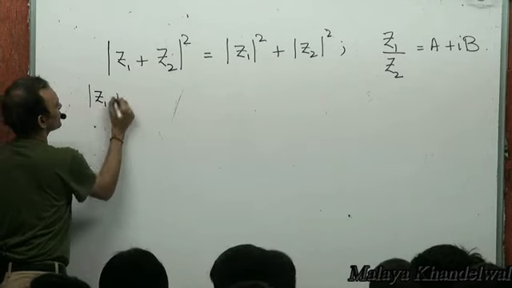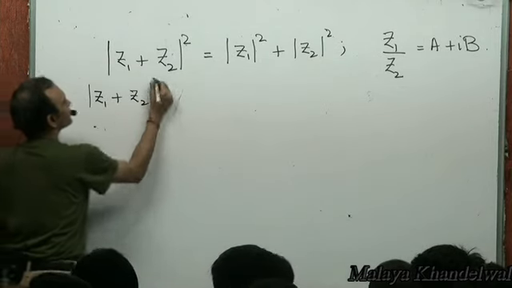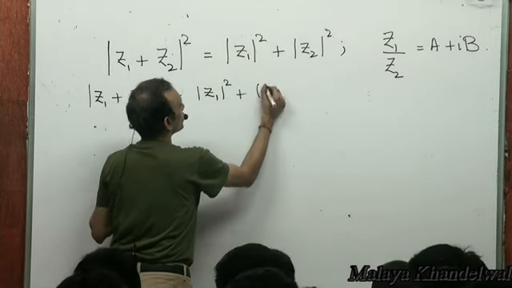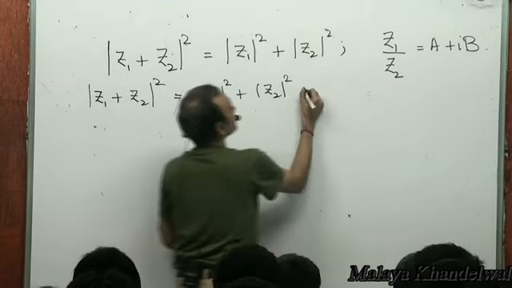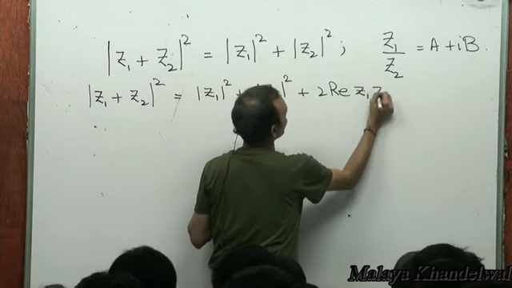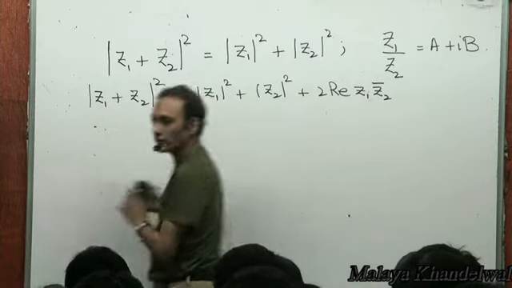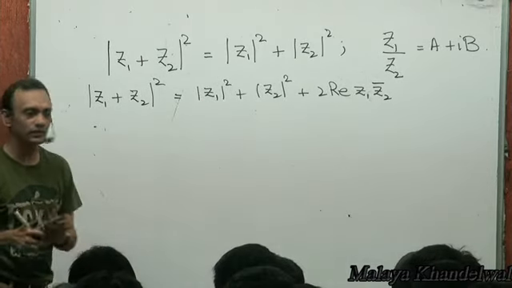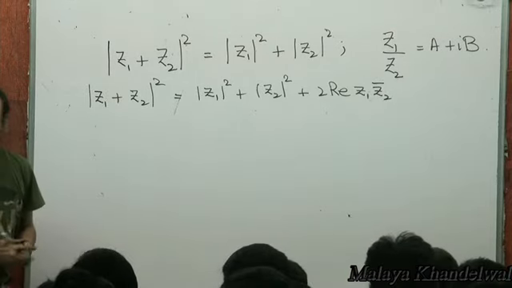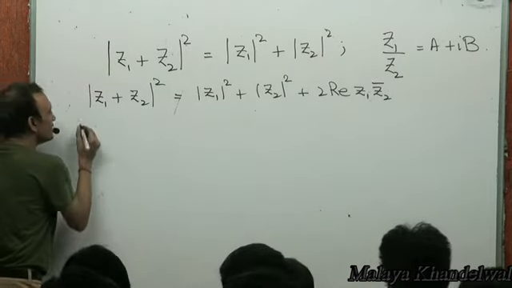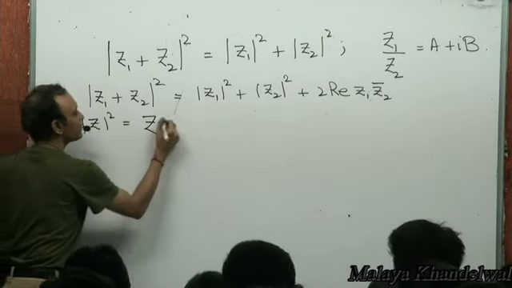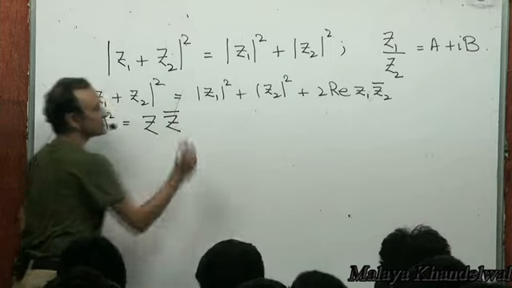Mod of Z1 plus Z2 whole squared, I claim is mod Z1 squared plus mod Z2 squared plus twice real part of Z1 Z2 bar. I have not told you this result, right? No? It looks Greek. Nevertheless, let's make it Latin. See, mod of z squared is z z bar, right? Mod of z squared is z z bar.